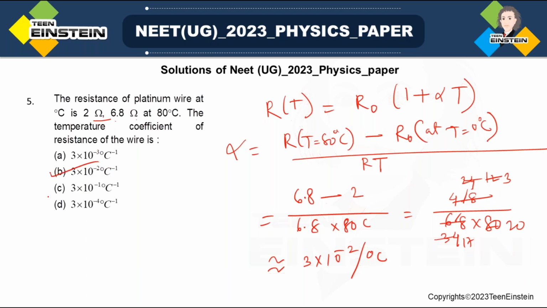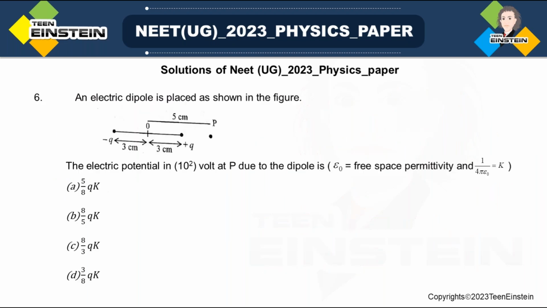All right. If I have done any mistake in the calculation, please correct it and see. Calculation part is just as homework. You can do it. Now this question is also very simple. So an electric dipole is placed as shown in the figure. So what is that? See, this is the figure.